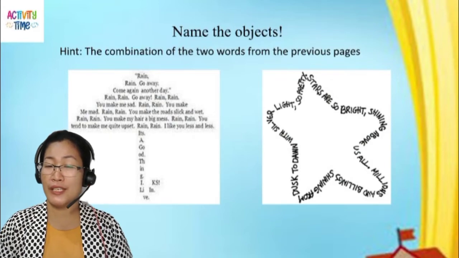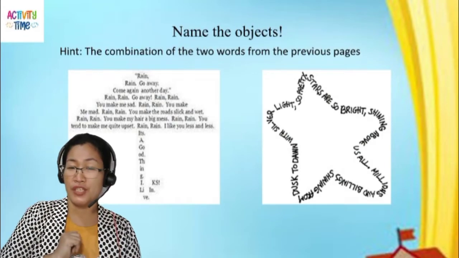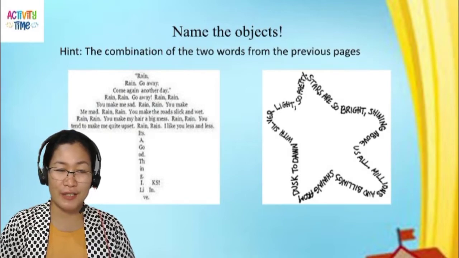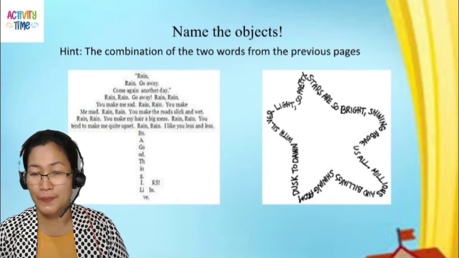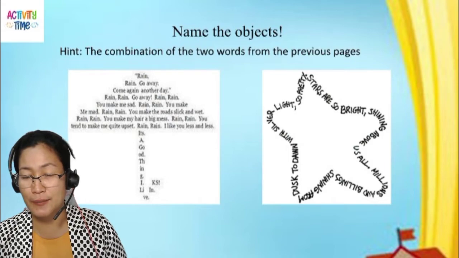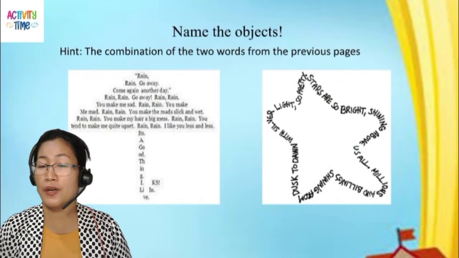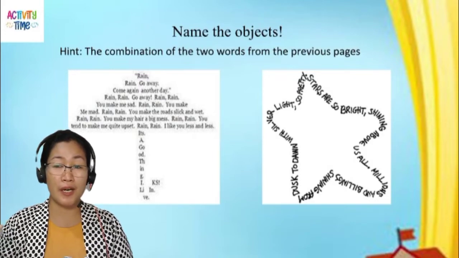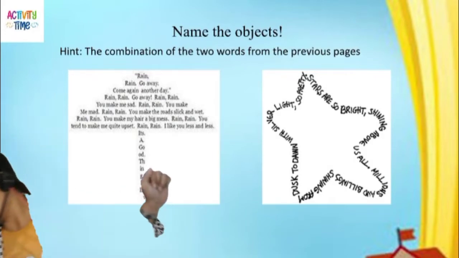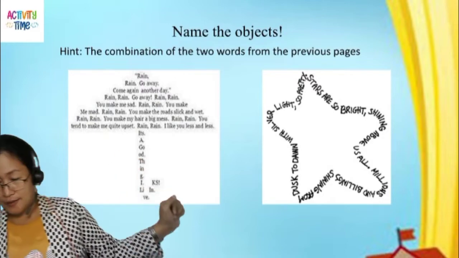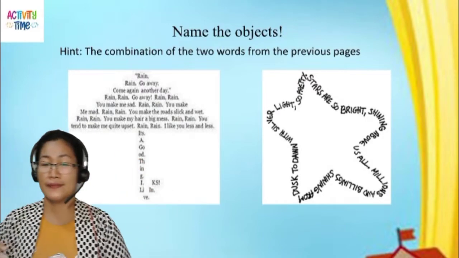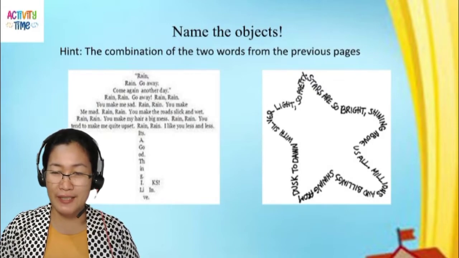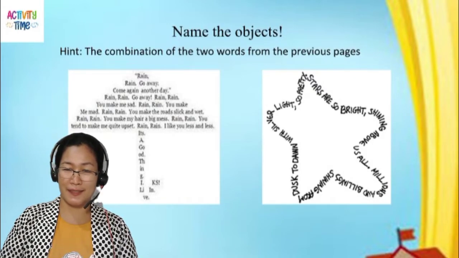Okay, and let's do another activity. Oh, look, we can see another two pictures here. You have to name the objects. As we can notice here, the first picture has the shape of an umbrella, and the other one is the shape of a star. Yes, and there are also writings in it.